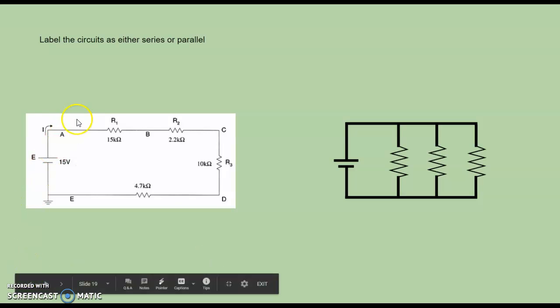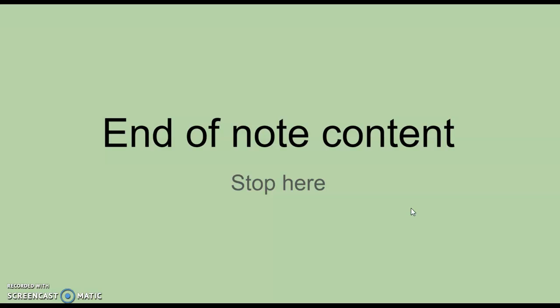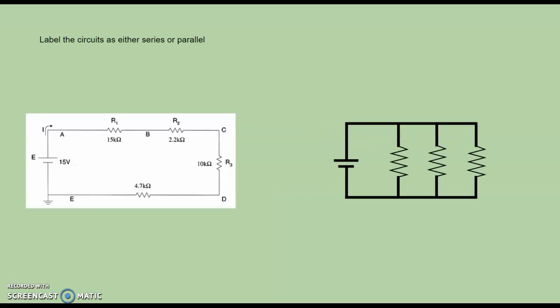So if I look at this picture, I see that there's one path, so I would identify this as a series circuit, where this one over here, I have multiple paths, so this would be a parallel circuit. And that's it. That's all of the concepts we need to be familiar with for electricity.